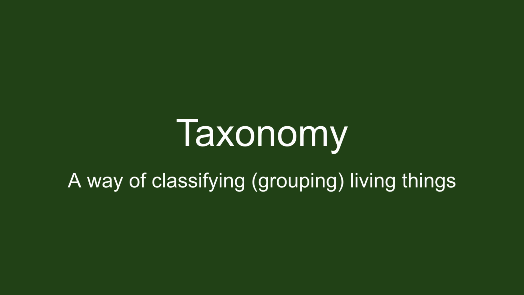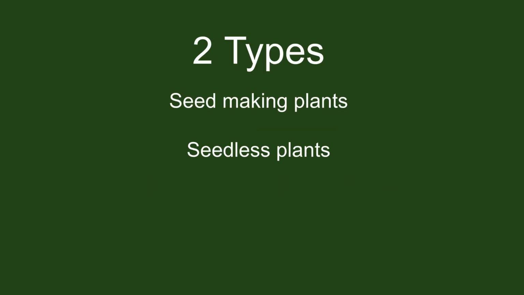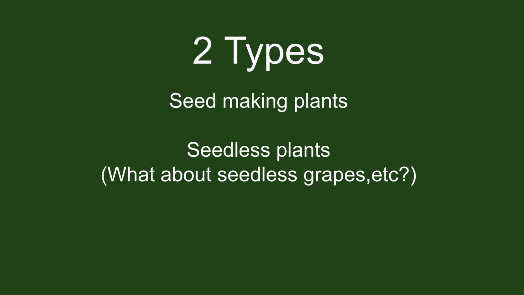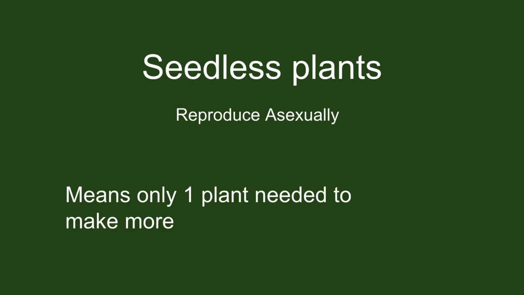So as we look at plants, we can generally group them into two different things depending on what we're looking at. For example, there are basically two big groups that all plants can fit into: seed-making plants and seedless plants. But what about seedless grapes? We'll get to that when we get to plant reproduction.